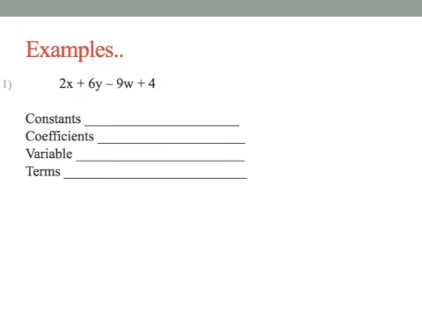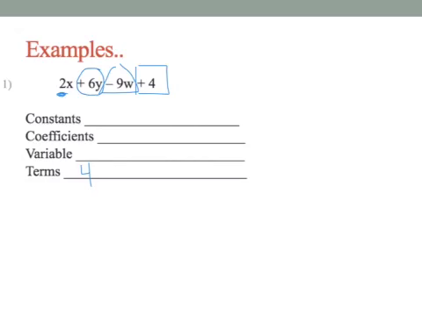Let's try some examples. So our first example is 2x plus 6y minus 9w plus 4. So we're to find the constants, the coefficients, the variables, and the terms. So I'm going to start at the bottom actually. I'm going to start with terms. So terms are how many things we're either adding or subtracting. So we have a 2x, we have a plus 6y, we have a minus 9w, and then we have a plus 4. So we have 1, 2, 3, 4. So we have 4 terms that we're looking at.